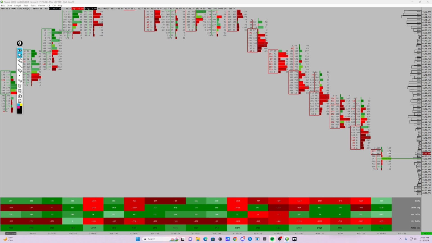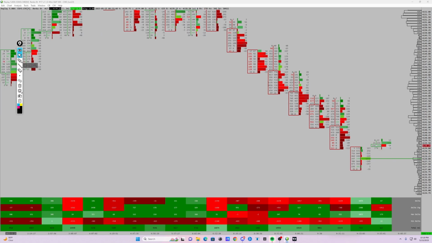Now, one of the levels I did have marked out today was 41.2675. So when price gets down in that area, this is when I'm starting to look for clues like this to possibly take a trade.